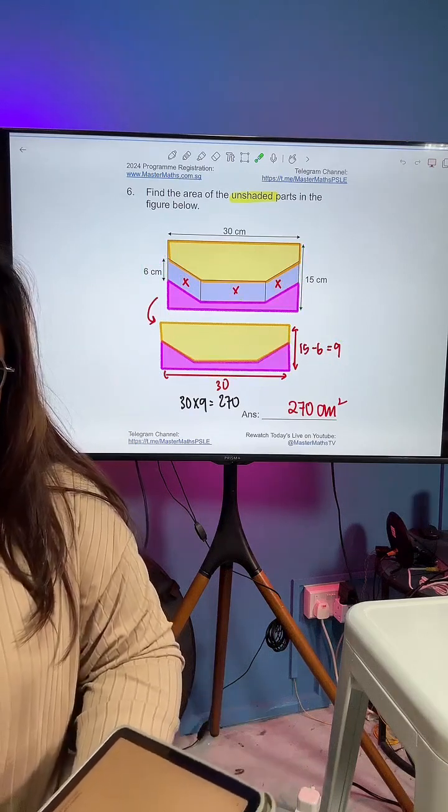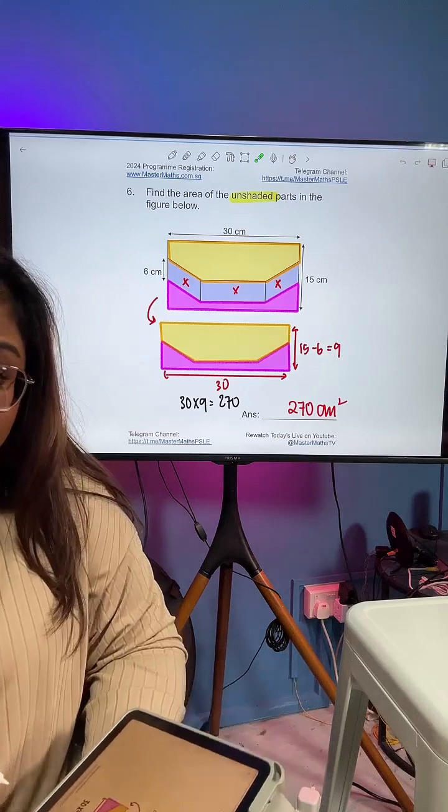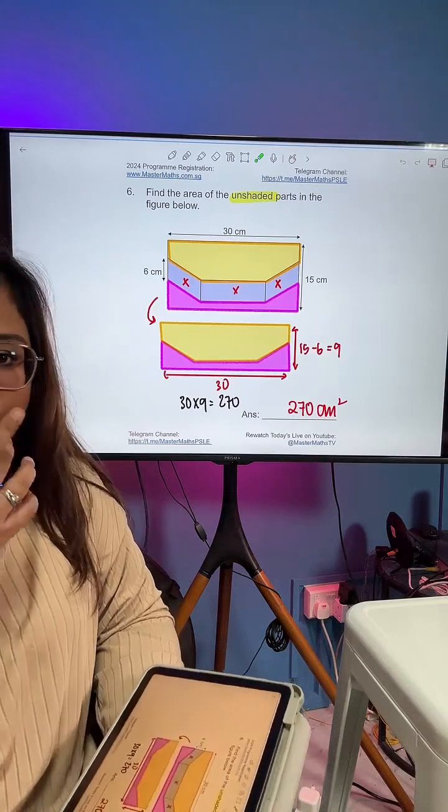What are the hard topics in P5? I would say percentage is a difficult one. Average also.